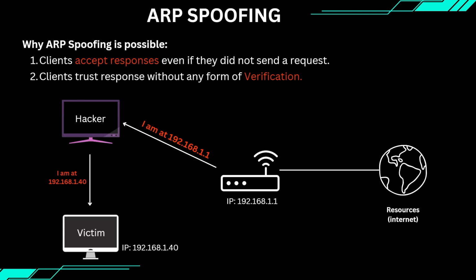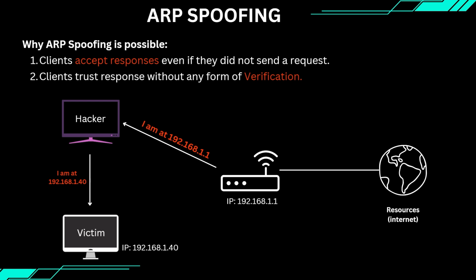Let's look at a practical example. Imagine you are connected to a Wi-Fi network in a coffee shop. If a hacker is also connected to the same network, they can launch an ARP spoofing attack. The hacker sends an ARP response to your device pretending to be the router, and sends a fake ARP response to the router pretending to be your device. Now every bit of data you send, whether it's browsing websites, sending emails or logging into your bank account, passes to the hacker first.